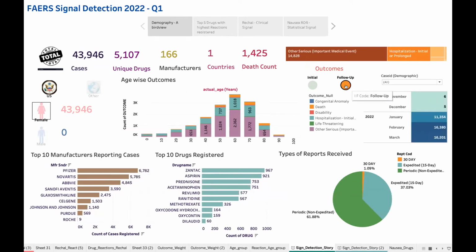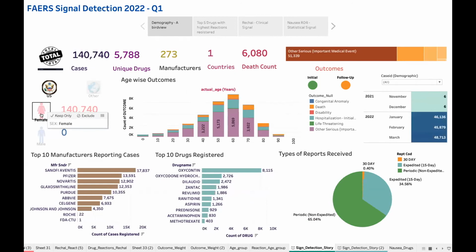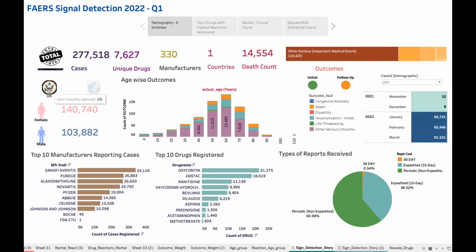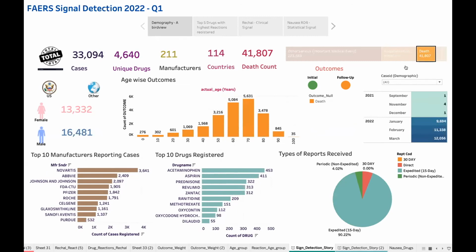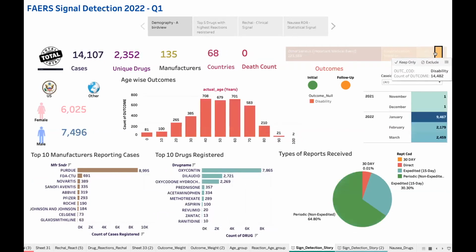These are some of the use cases, and this is the level of granularity to which we can drill down this dashboard. For example, I'll show you some interesting observations. If you look at total death cases, we can see that the majority are reported by Novartis, and most of them are expedited cases. To be noted, more than 90% of death cases were expedited cases. Likewise, if you look at disability cases, the majority are periodic cases, and out of around 14,500 cases, more than 50% were reported by Purdue.